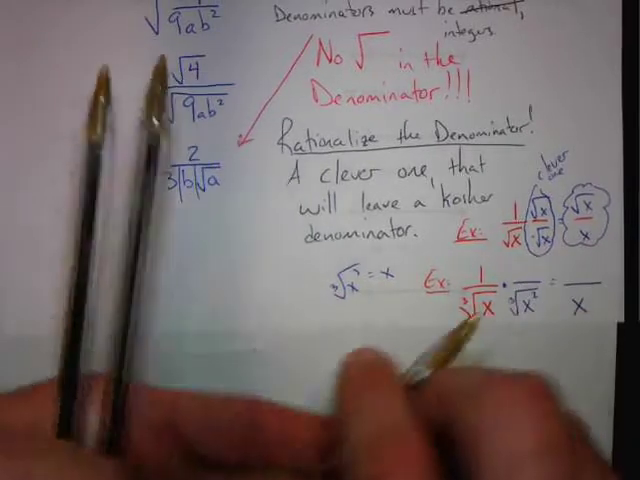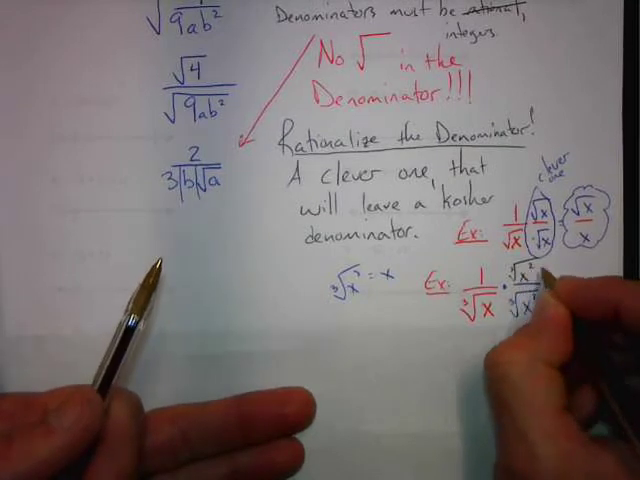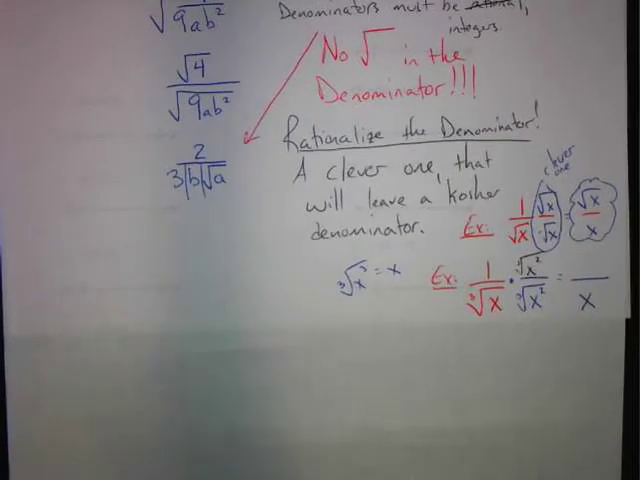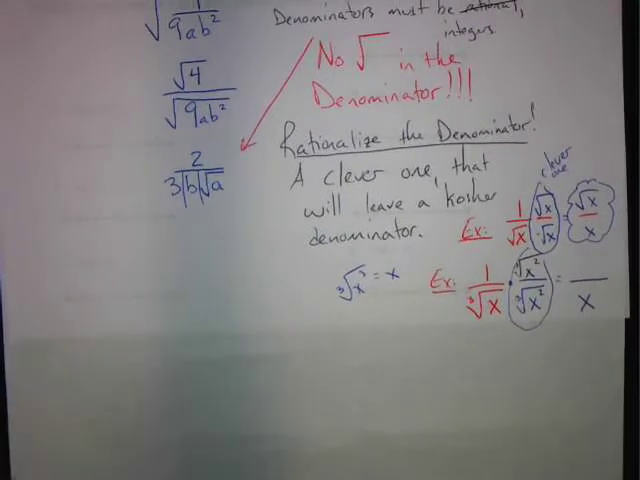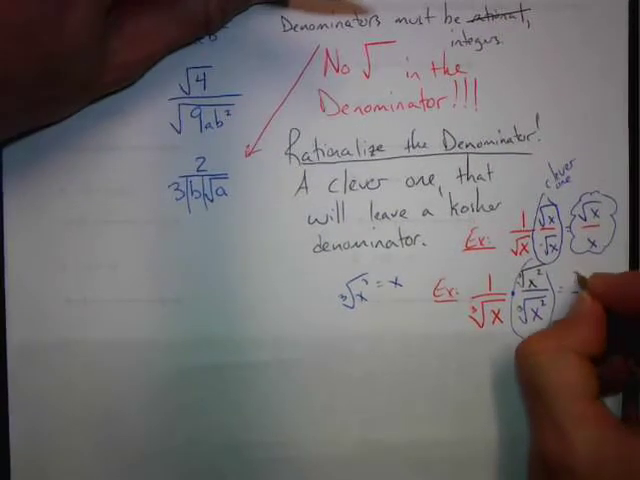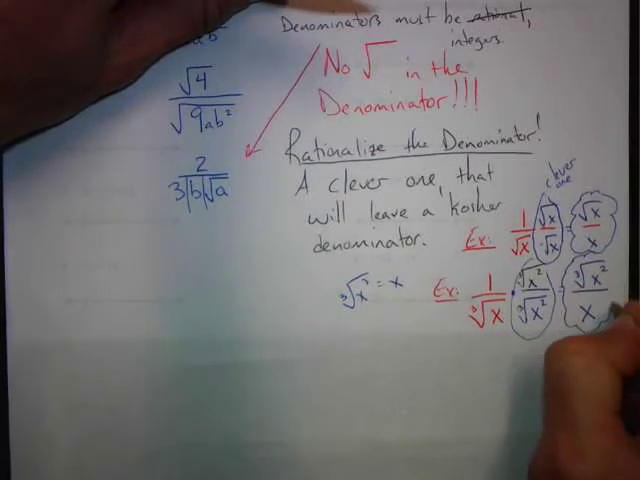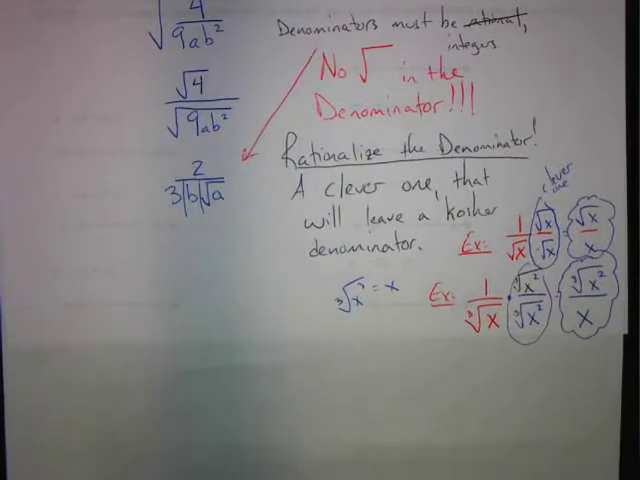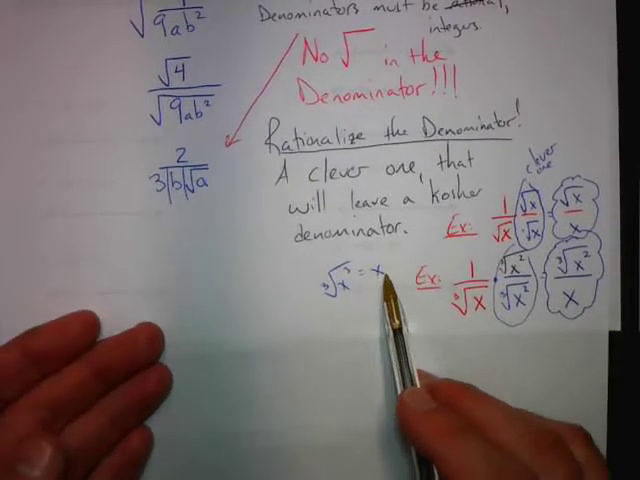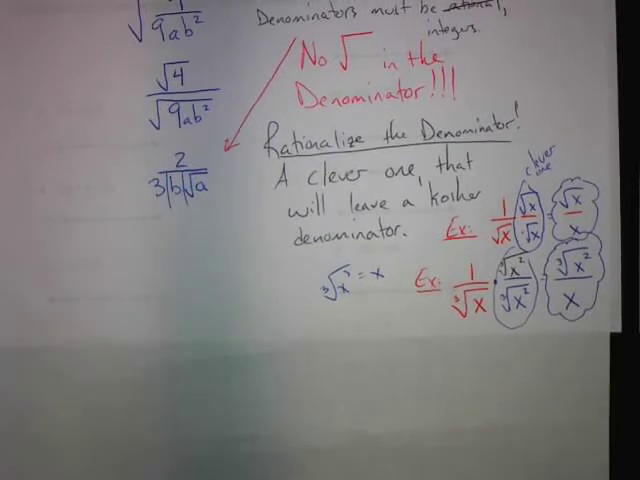So my clever one is actually going to be the cubed root of x squared over the cubed root of x squared. That's my clever one. And then when I multiply the tops, of course, I get the cubed root of x squared over x. And you can't simplify that. This isn't x. This is the cubed root of x squared. Totally not x. The cubed root of x to the third, that's x. This is not x. This is x.